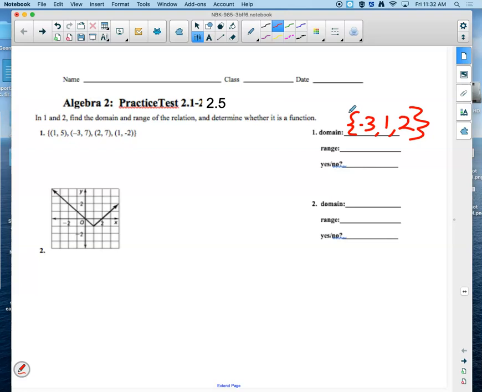Alrighty, how about range? What's range? So let's see, what do we have there? A -2, a 5, and a 7. Is this a function? No. What x value is trouble? Yep. 1 output, 2 outputs.